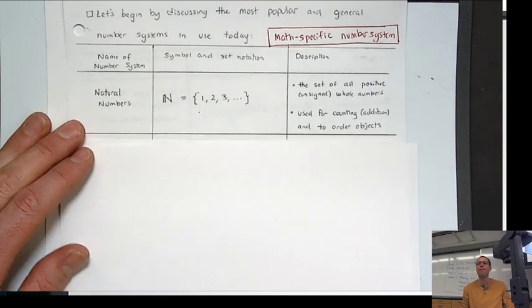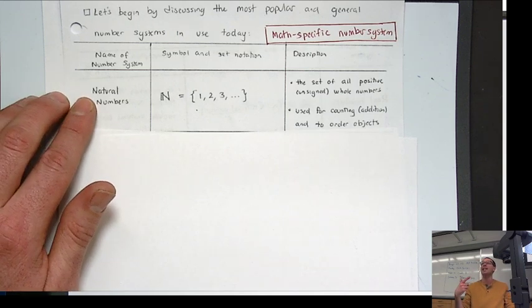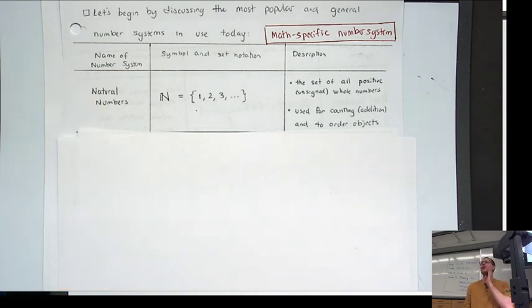So the first and most famous number set that we're going to study is something called the natural numbers.